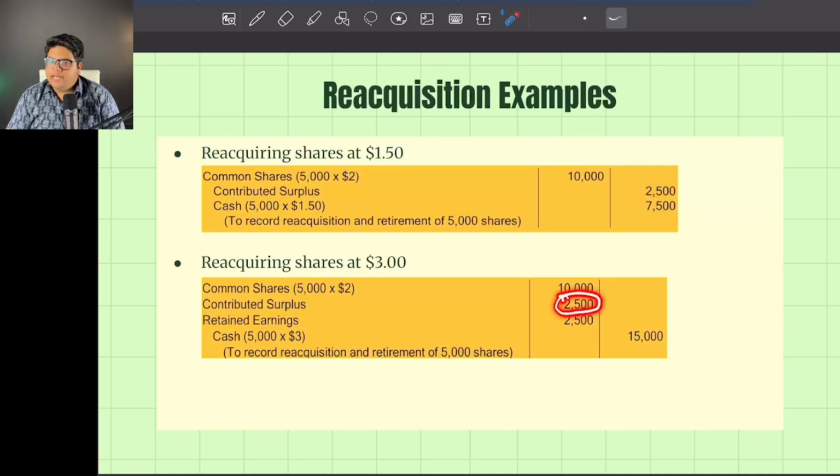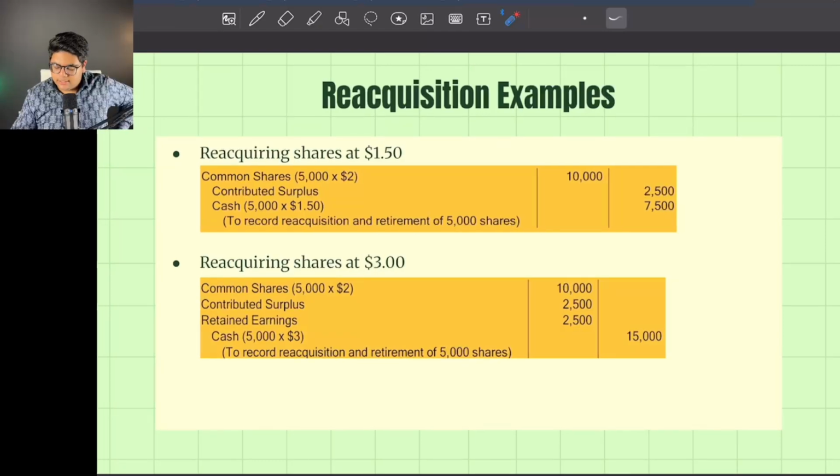You cannot debit more than the amount in contributed surplus. Contributed surplus is either 0 or a credit balance. It's not a debit balance. And so that's only $2,500, but we needed $5,000. So we're going to use $2,500 out of our retained earnings. This is directly coming out of the income of the corporation. All right, so that's reacquisition.